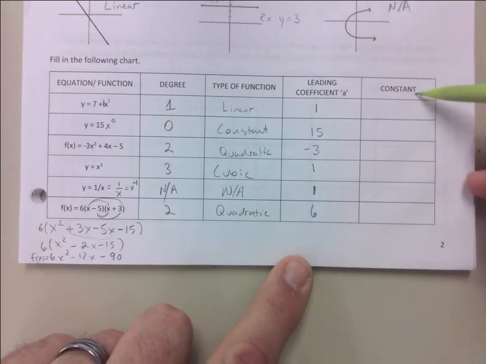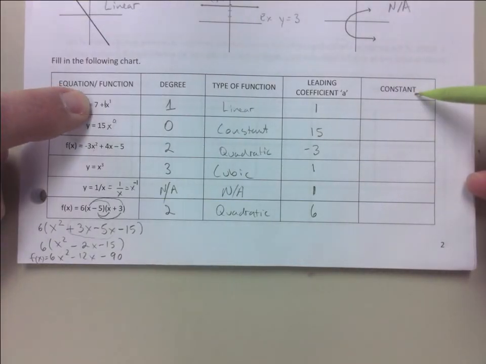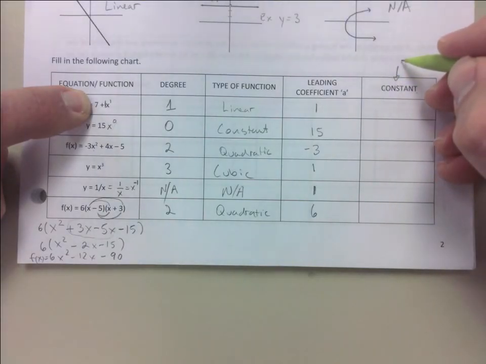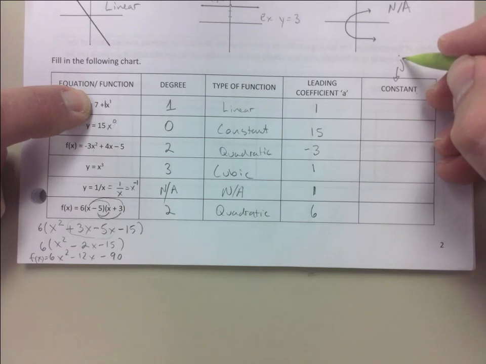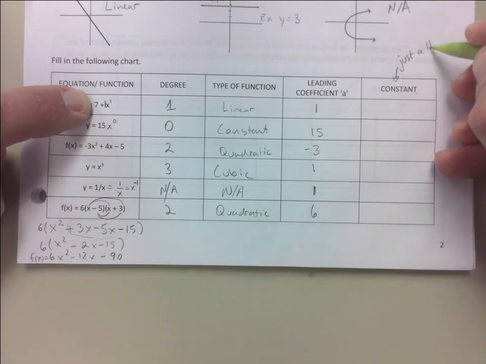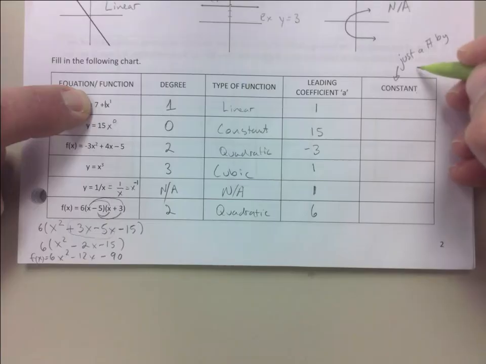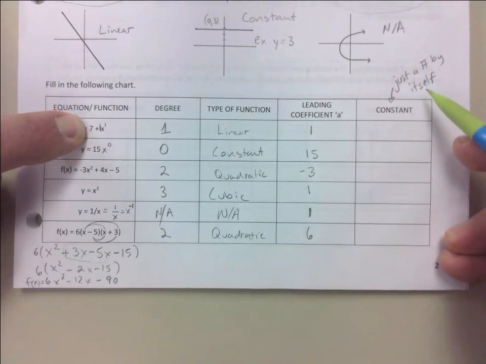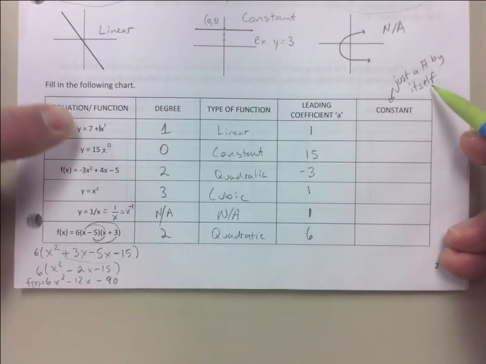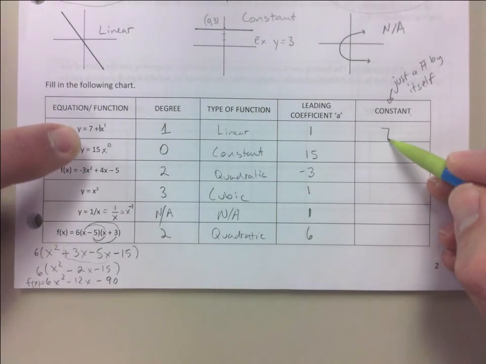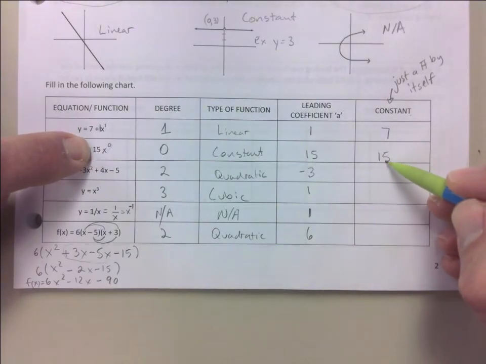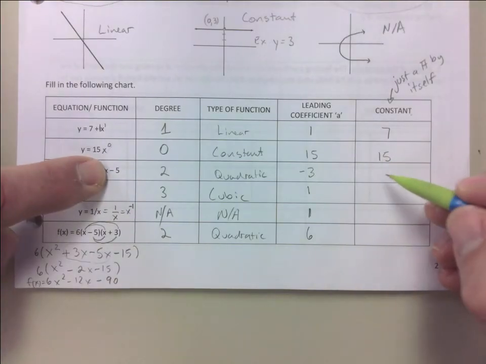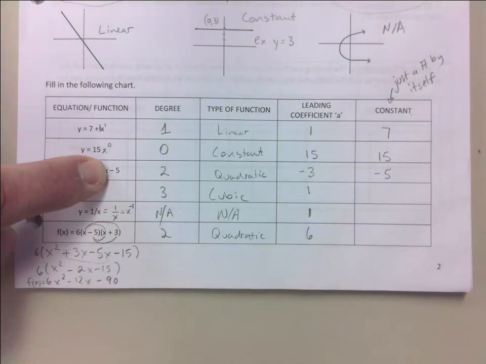There we go. I would expect you to do this, no problem. How about the constant? The constant in the first one is just the number. So if you want to make a note, just the value, right? Just a number by itself. That's what a constant is. A number by itself. So 7. Over here would be 15. Over here would be negative 5. So you've got to make sure the sign and everything goes with you.